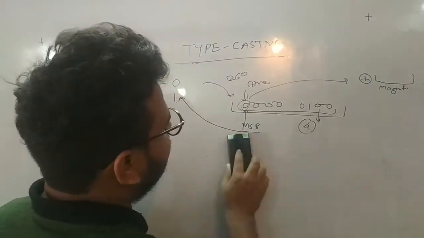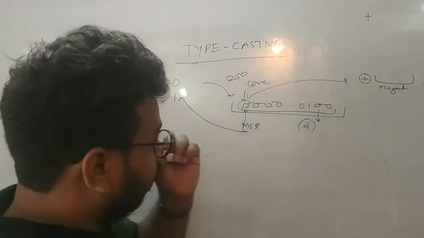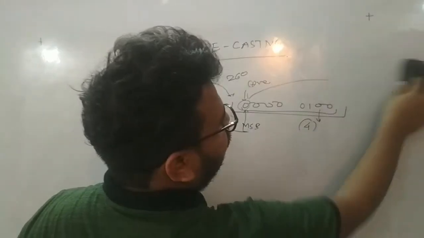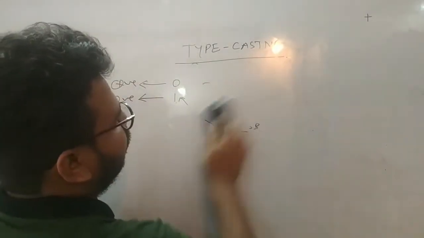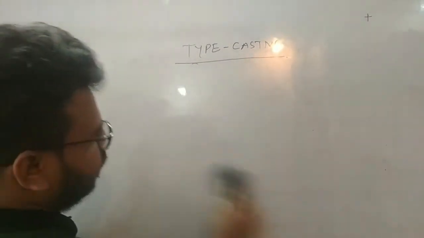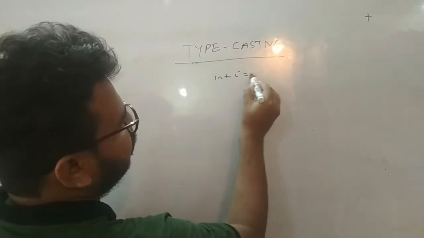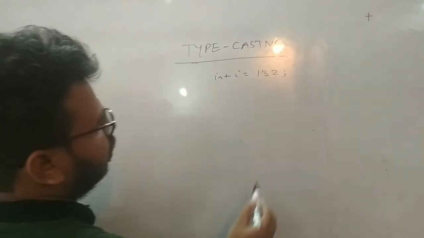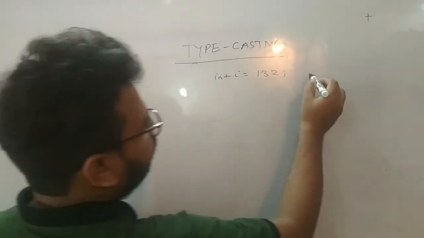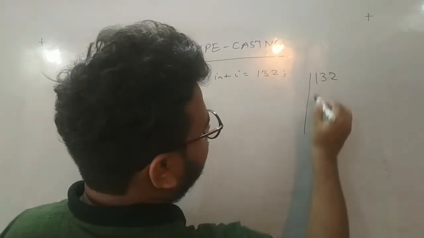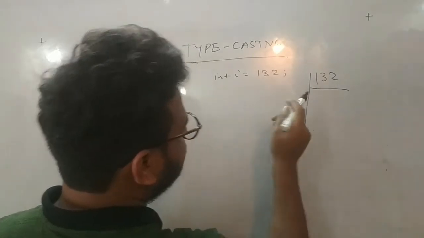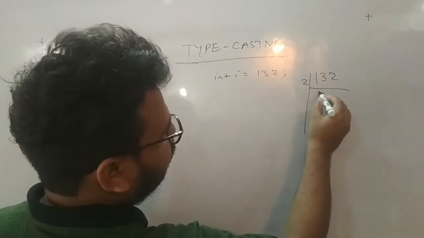Now we will get and understand an output for 120, 132. Let's understand for 132 first. int i = 132. Now let's convert this 132 to binary. What will be the value of 132? Yes, you can use this method.